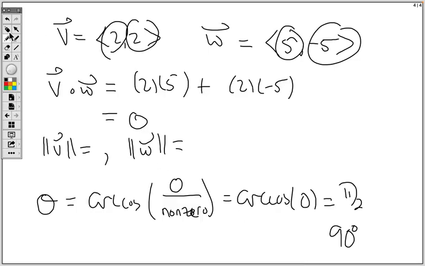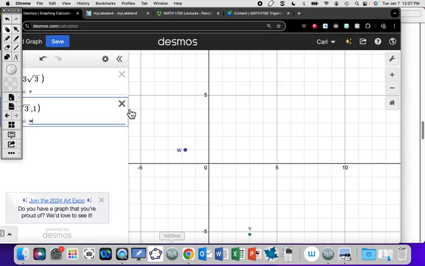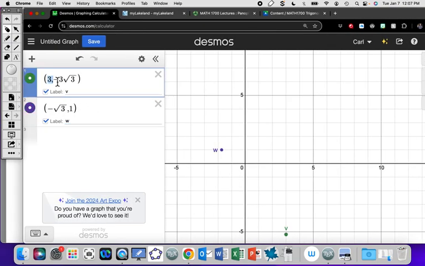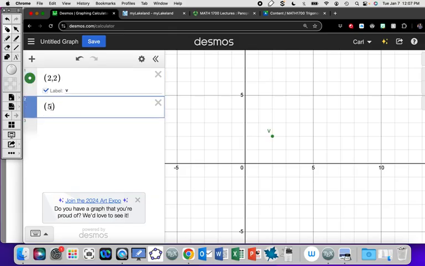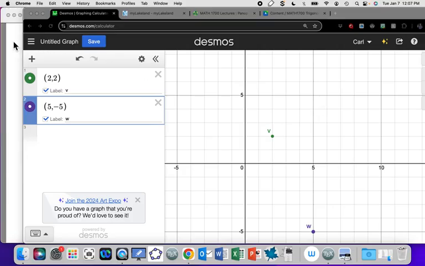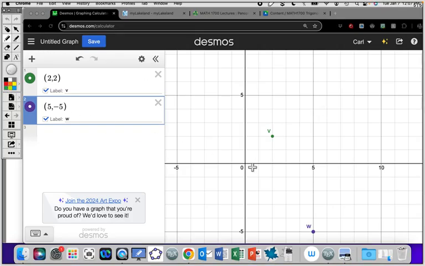So V is 2, 2. W is 5, negative 5. So we'll put V here as 2, 2, and then W as 5, negative 5. So once again, we're thinking of these vectors in standard position. So that would be the vector V. This would be the vector W, and by golly, that certainly looks like a 90-degree angle. Right.